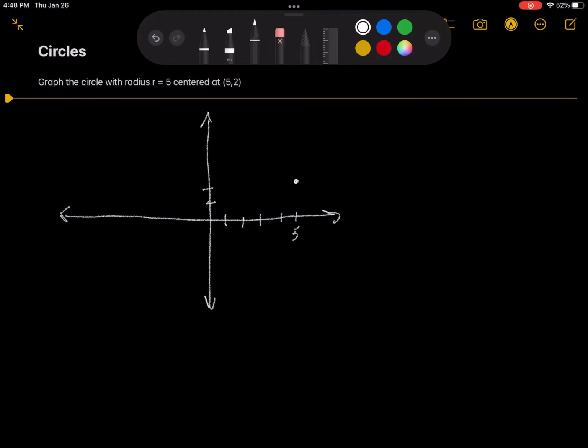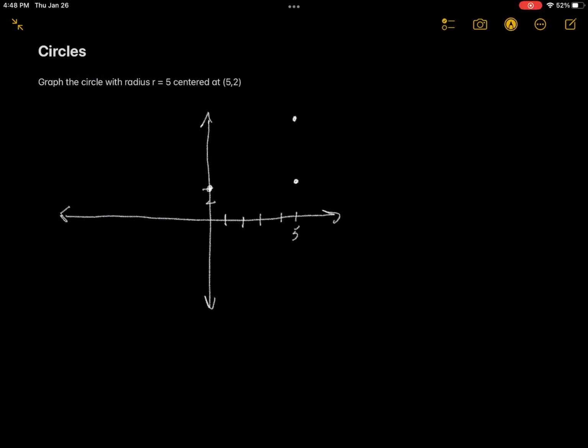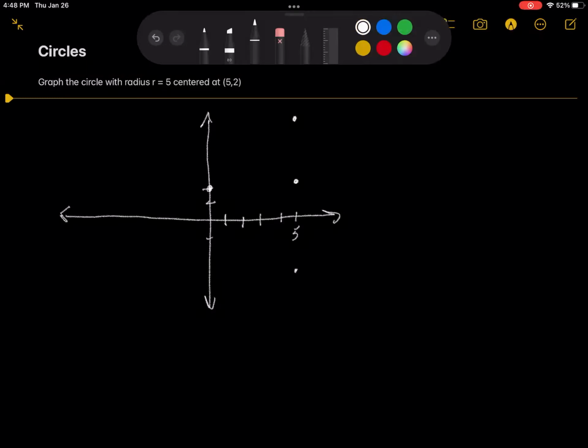So if I went up 5, I'd end up at 7. If I went to the left 5, I'd end up there. If I went down 5, I'd end up at -3. If I went to the right 5, 5, 6, 7, 8, 9, 10, I'd end up somewhere there. So, horrible at art, but this gives us a rough idea of what the circle is going to look like.